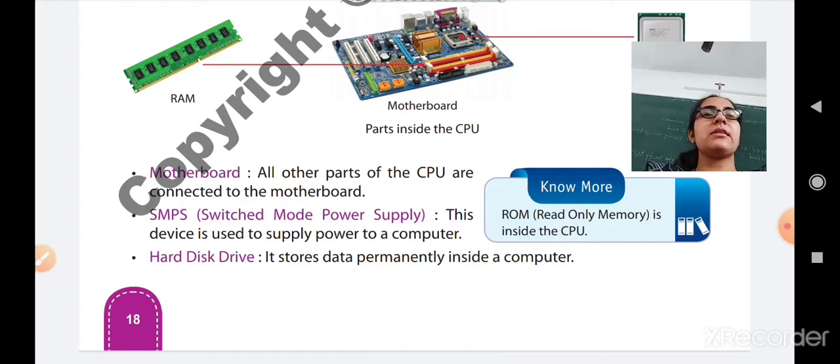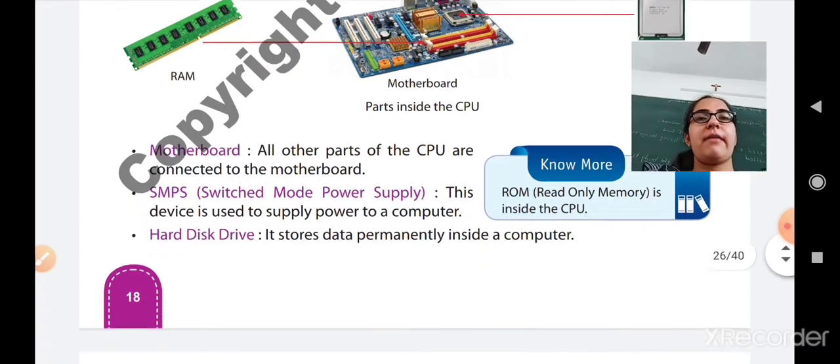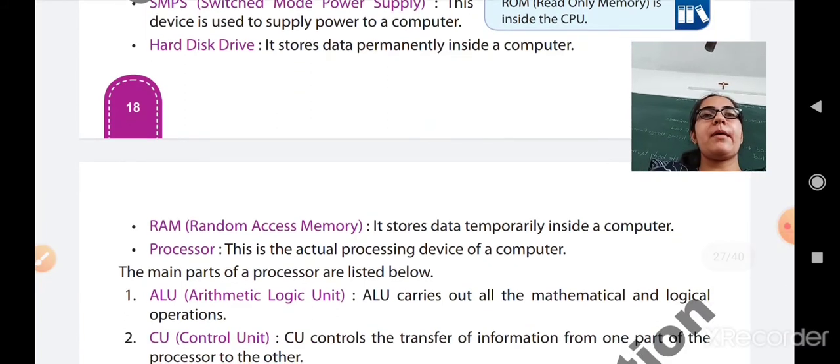Third is hard disk drive. It stores the data permanently inside the computer. It means that every file, every document, everything which we are giving to the computer is stored permanently. It cannot be deleted if it is stored in the hard disk drive. Fourth is RAM. RAM stands for random access memory. It stores the data temporarily inside the system. It means that if you want to store the data for 1 week, 1 month or the time which you have specified, then you store it in RAM because it can store the data temporarily, while the hard disk can store the data permanently.